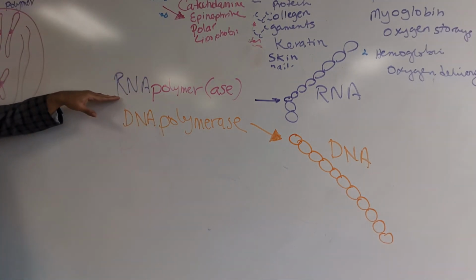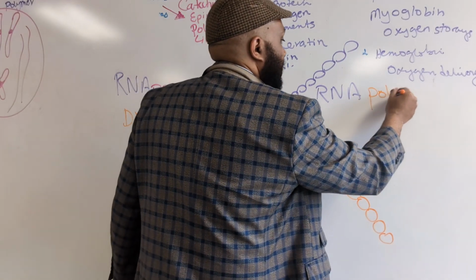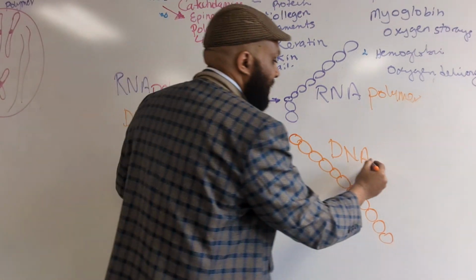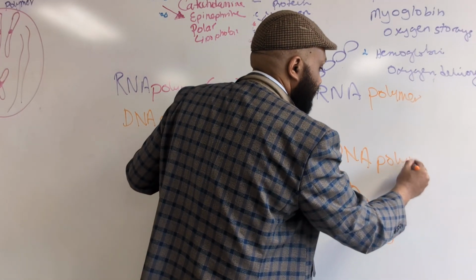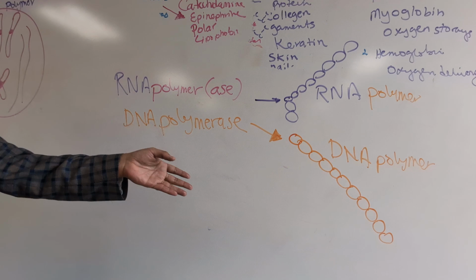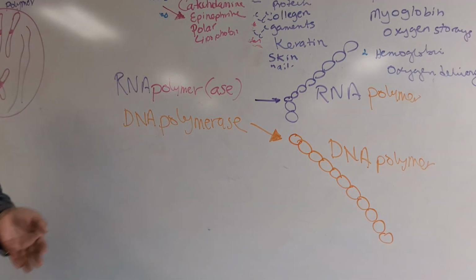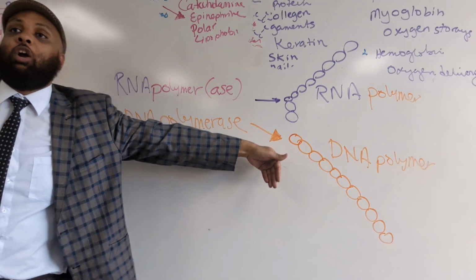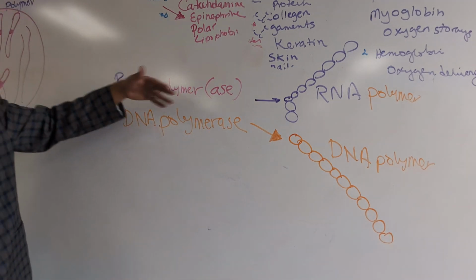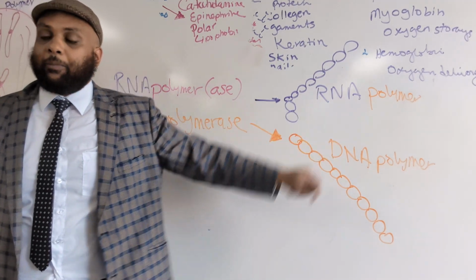I'm going to need an RNA polymerase to make an RNA polymer. And I'm going to need a DNA polymerase to make a DNA polymer. So if a DNA polymer is made, who made it? It's a DNA polymerase. That's why they call it a DNA polymerase, because it makes polymer of DNA. Why do they call that one RNA polymerase? Because it makes polymer of RNA.